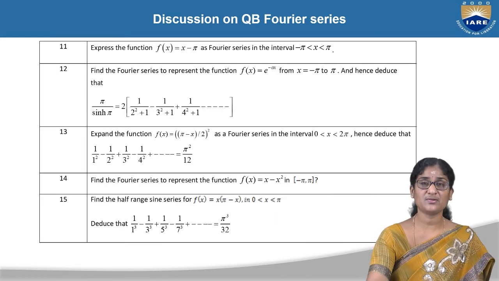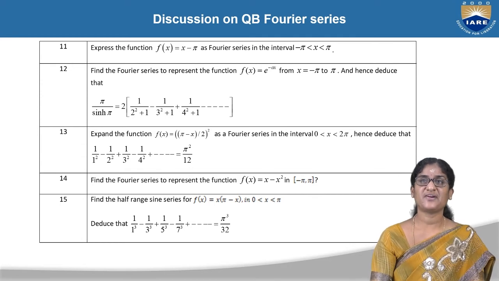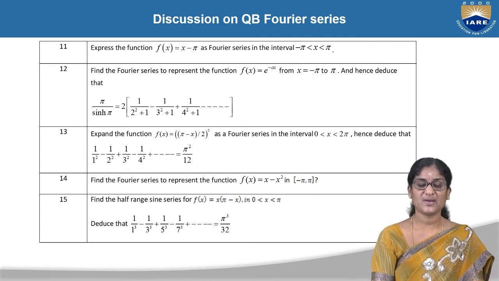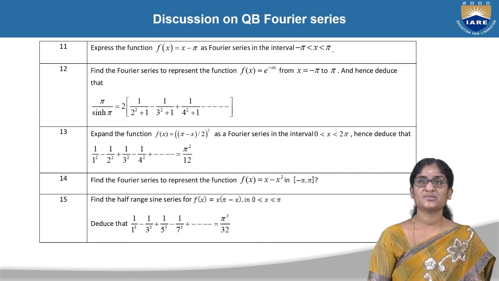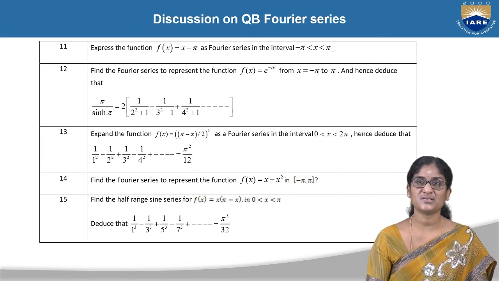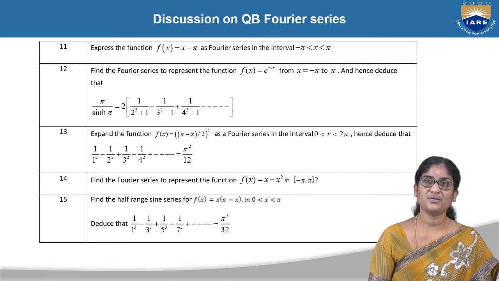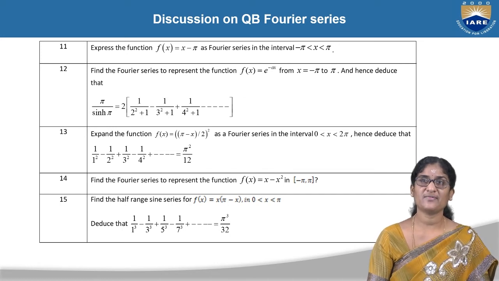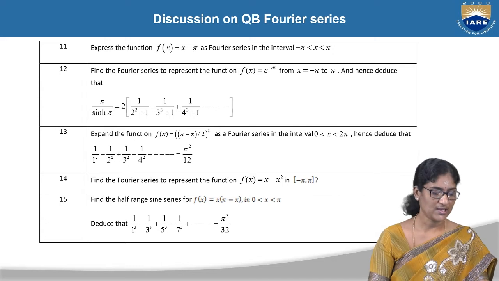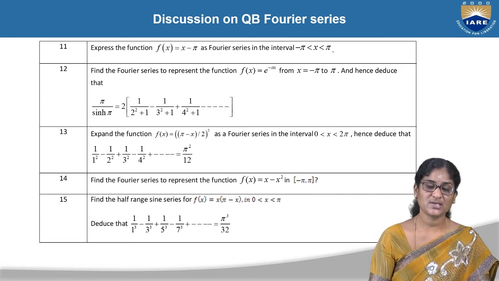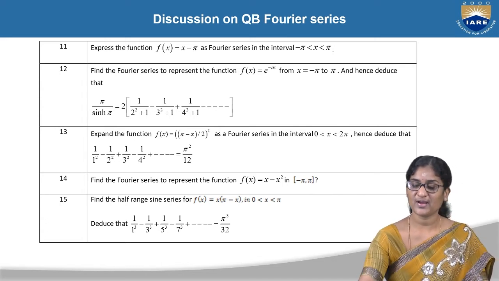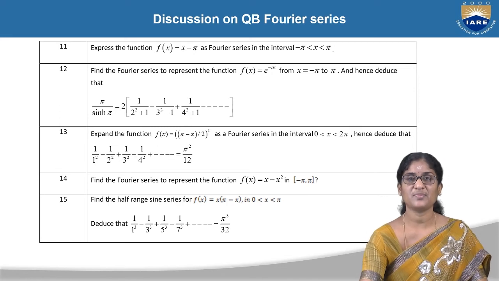Going to the 11th question of part B, express the function f of x as x minus pi as a Fourier series in the interval minus pi to pi. So how do we express this as a Fourier series in the interval minus pi to pi? First, let us check whether it is even or odd. It is neither even nor odd. So we have to find all three Fourier coefficients, that is a naught, an and bn. Already we have discussed how to find the a naught, an and bn values.